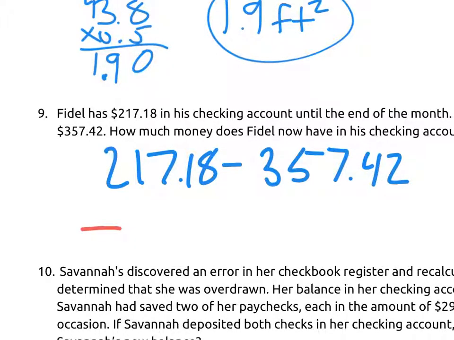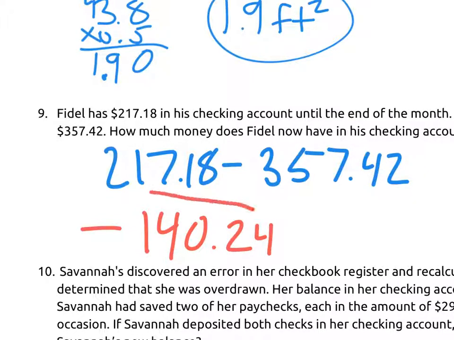So just subtract it like normal. You can do the 357.42, you can subtract the 217.18, and we know that it's going to stay negative, so that'll be 140.24. I know I'm kind of cheating because I'm using a calculator here, but I need to wrap up this video because it's taking too long.